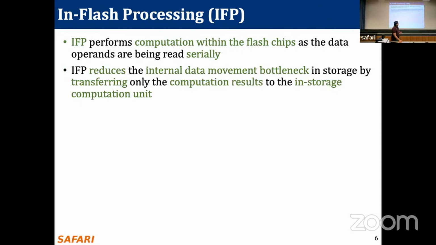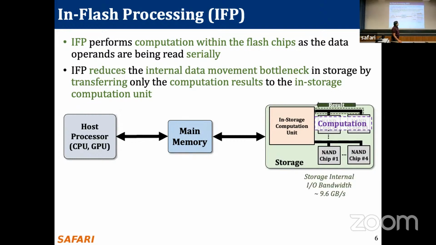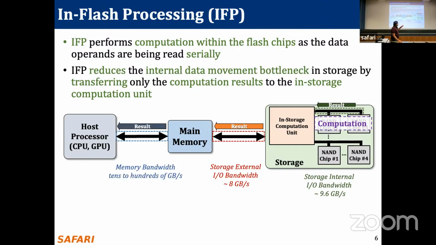So IFP fundamentally reduces the data movement bottleneck in storage by transferring only the computation results to the in-storage computation unit, which sends the data back to the host. So here we see the same figure. And as I mentioned, the computation happens on the flash chips, and then only the result is moved to the in-storage computation unit. This is a much better scenario compared to some of the prior scenarios that we saw, like ISP and outside storage processing. And we only move the result back to the host. So this is reducing the data movement.